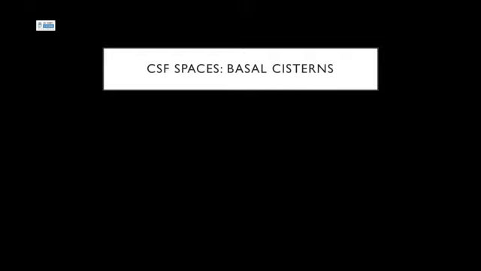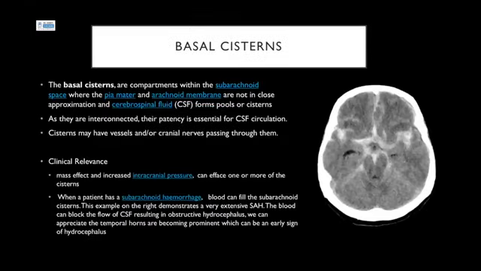We'll now move on to look at the basal cisterns on MRI. The basal cisterns are compartments within the subarachnoid space where the pia mater and the arachnoid membrane are not in close approximation, and CSF forms pools or cisterns. Similar to the ventricular system, as they are interconnected, their patency is essential for CSF circulation. Furthermore, cisterns may have vessels or cranial nerves passing through them.